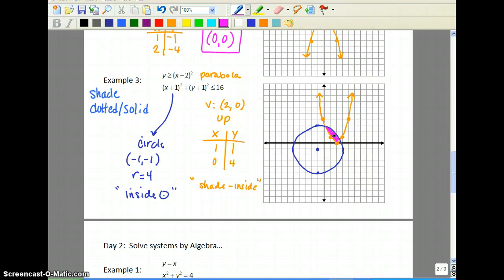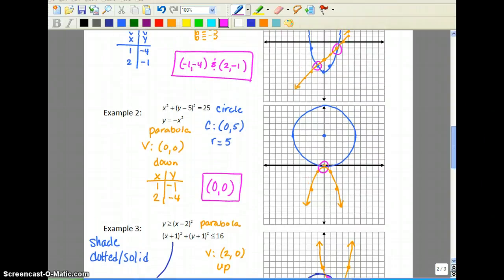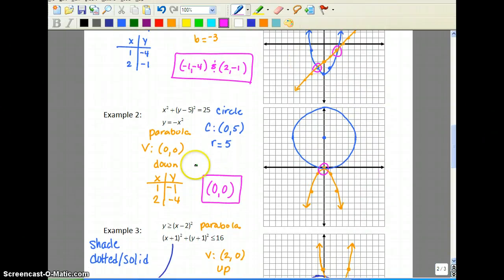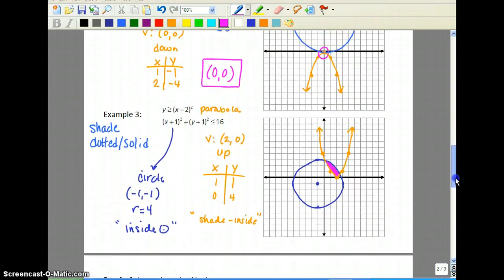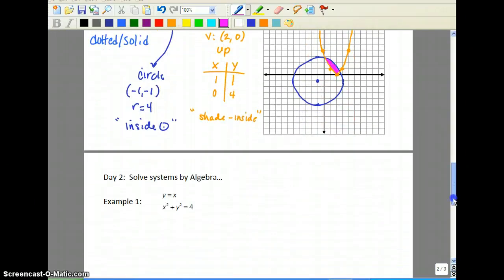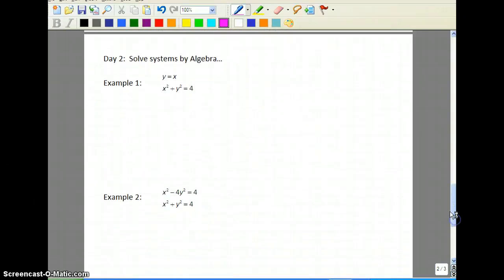Alright, tomorrow we'll do these problems by algebra, because you can see these are only nice up here because I gave you really nice ones. But if I drew my parabola somewhere else, you wouldn't be able to tell me where it hit that circle. So we're going to have a better method than graphing. So tomorrow's will be nice graphing ones, and then the next day we'll do them by algebra. So the next video will be the finish of this notes page.